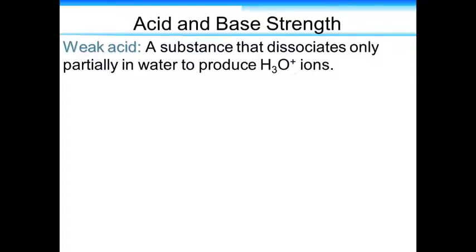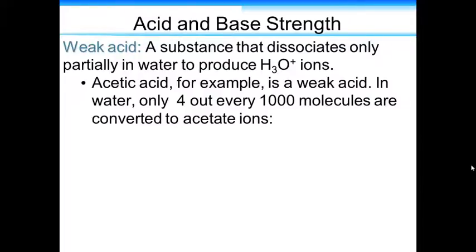Now, a weak acid, conversely, is a substance that only dissociates a little bit. Only a few of the protons separate from the molecule to form hydronium ions, and the rest remain attached to the weak acid. An example is acetic acid. Acetic acid is found in vinegar. It's what gives vinegar its sour taste. Most vinegars are roughly 1 to 3% acetic acid.